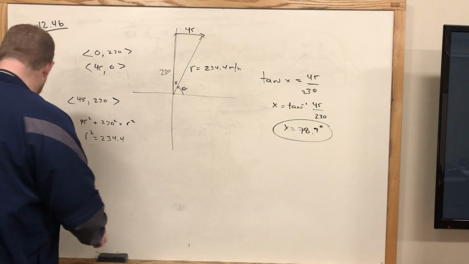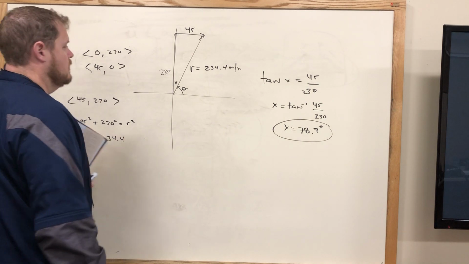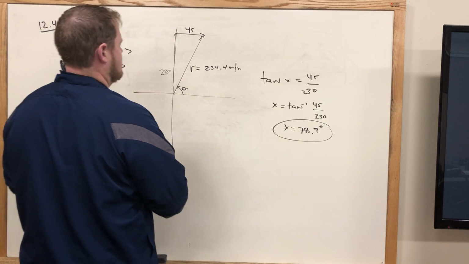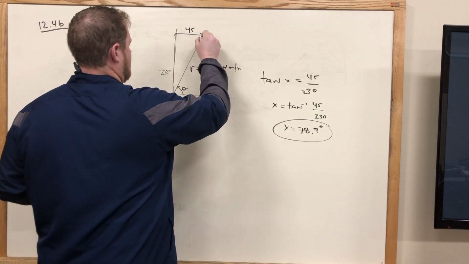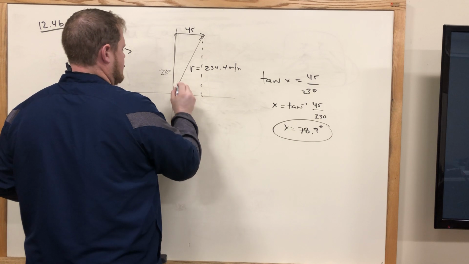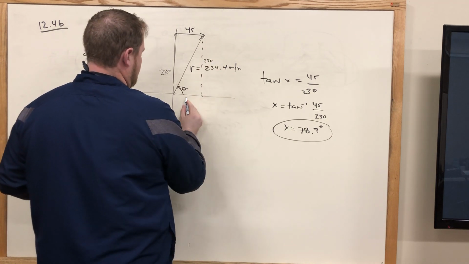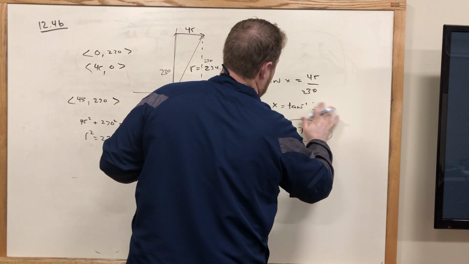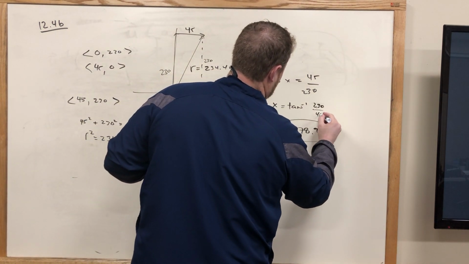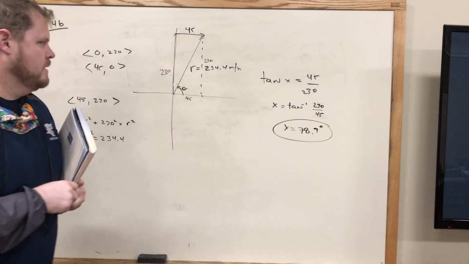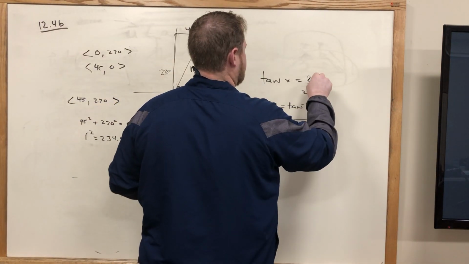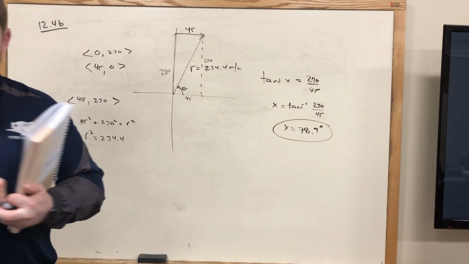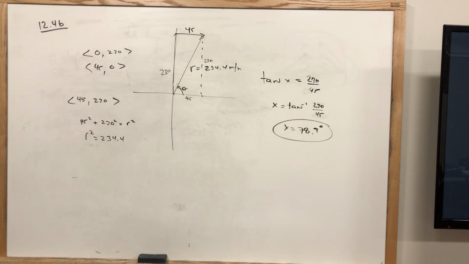Whoop. I'm sorry, I made a mistake. It looks like this. We're looking for this distance. This is 230. This is 45. So it's going to be opposite over the adjacent. All right, so let's go ahead and get working on those second sections of homework.